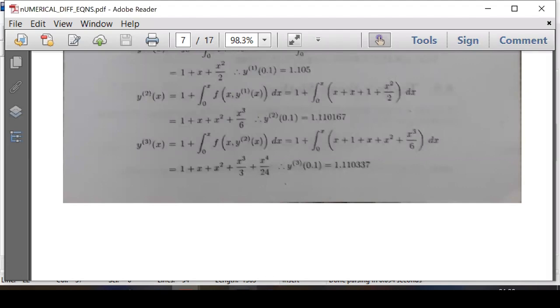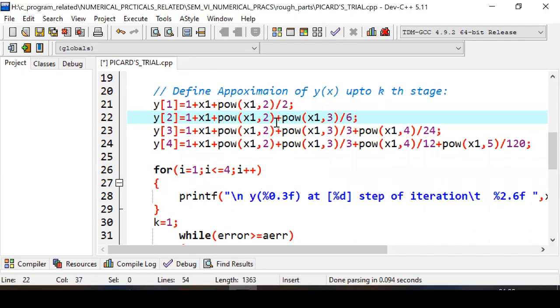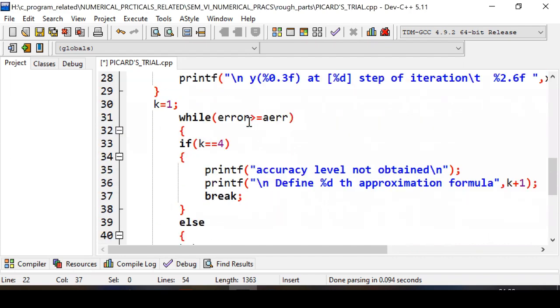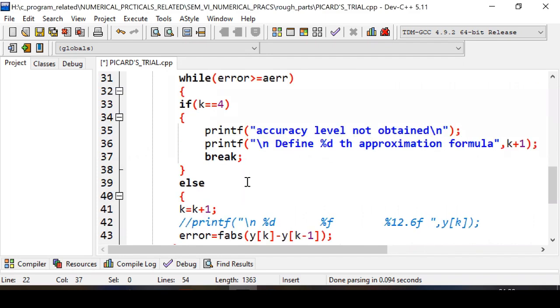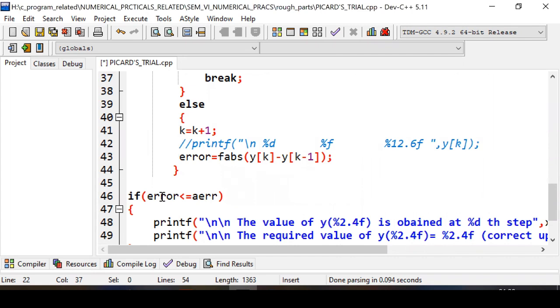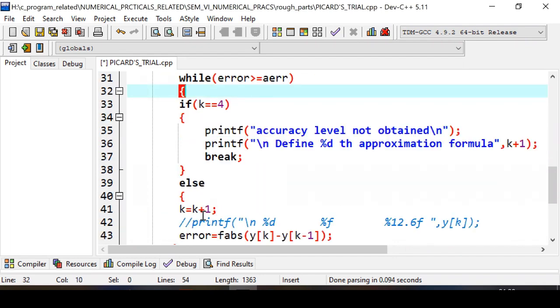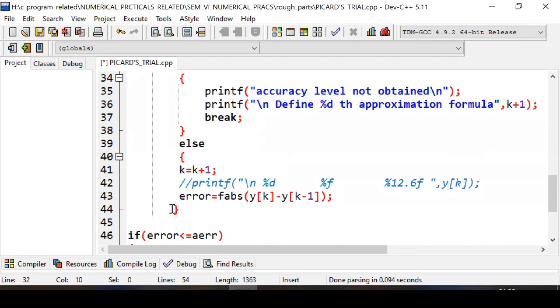Then, once you calculate this, error is getting updated at each step. And as long as error is greater than this, if k equal to 4 is reached, then this error message is coming. If k is not equal to 4, then you are updating the error by this absolute value difference. And then if error is less than the allowed error, what will happen? The while loop is running up to this one, so it is stopping here.